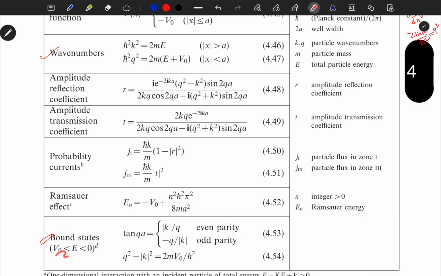And the bound state, whenever the particle energy is greater than minus V0 but less than 0. Within that region we will have the bound state. So for even parity, k = q tan(qa), and for odd parity, k = minus q cot(qa).